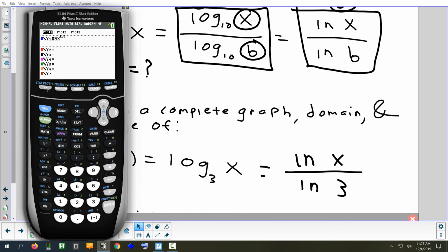So let's graph it and see what we get. Well, I'm going to do 2 things. I'm going to clear the equation that I had in there. I'm also going to go to plot 1. I'm going to hit enter, and I'm going to turn it off so I don't keep seeing those dots on the screen. Okay, so ln x divided by ln 3. Let's do zoom 6 to put it back to normal.